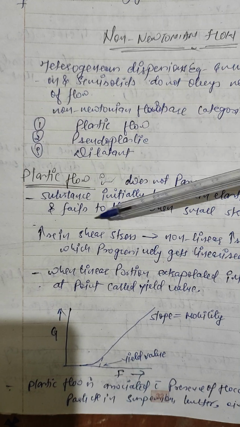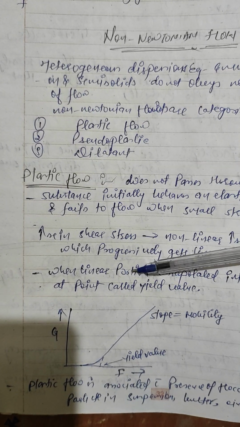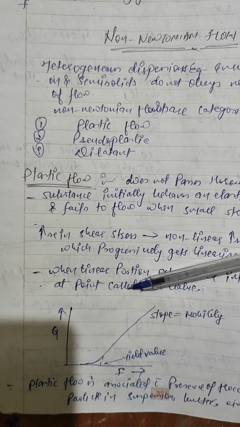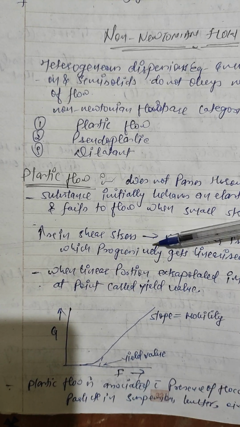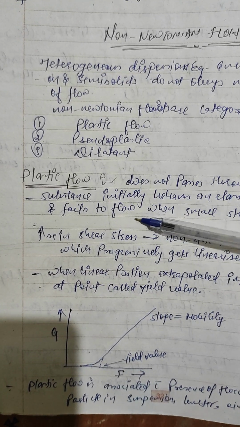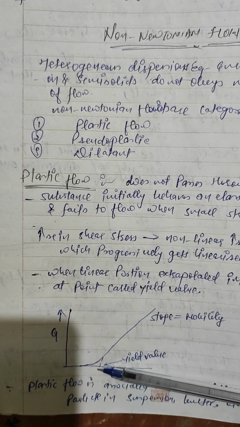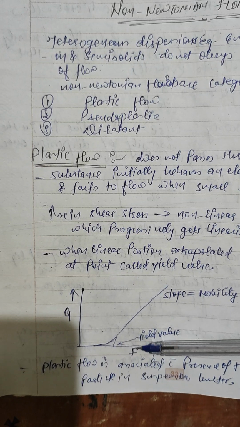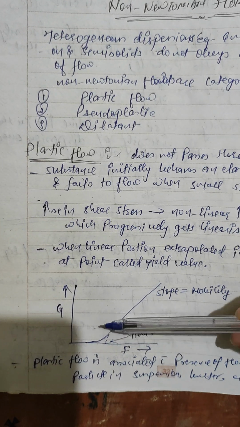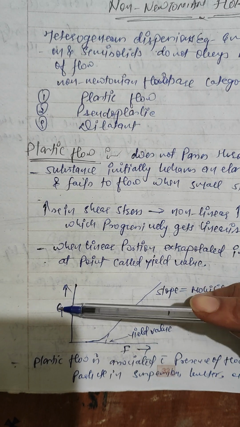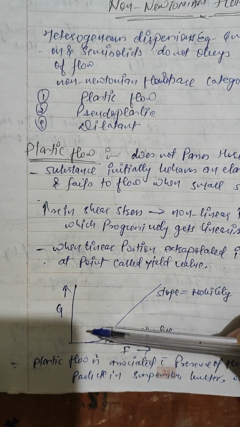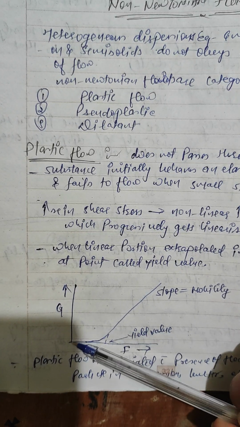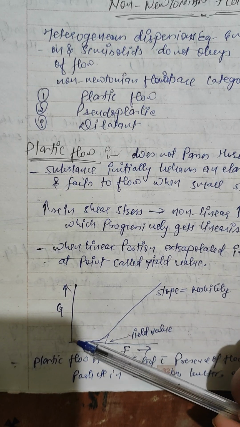So what happens basically in plastic flow? Some examples which show plastic flow are suspension, butter, ointment, paste. These are some formulations which show plastic flow. Until and unless a yield value is exceeded, it does not flow. You can understand it by a graph. This is the shear stress, represented by capital F, and this is shear strain on the y-axis, that is G, right? So we saw that the graph of a plastic flow does not start from the origin. This is the origin. It does not start from the origin.